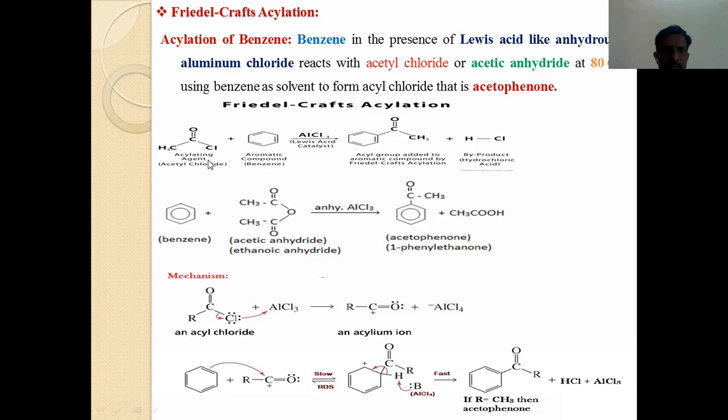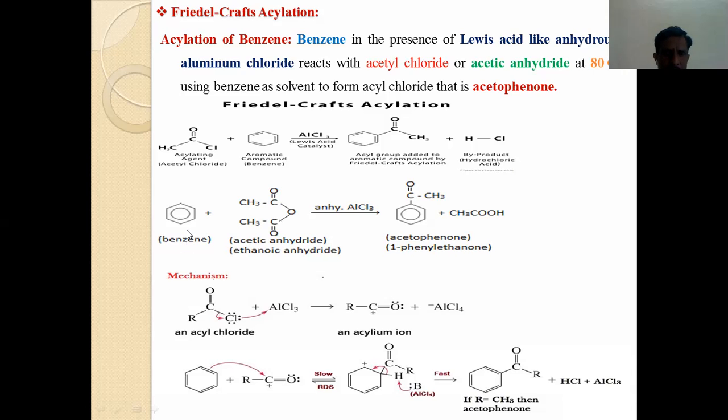I have shown in the reaction that this is the acetylating agent, acetyl chloride, reacted with the benzene molecule, which is an aromatic compound. With the Lewis acid catalyst, aluminum chloride, the acyl group is added here. What is meant by acyl group? The COCH3 group is known as the acyl group, and its addition to the aromatic compound is known as the Friedel-Crafts acylation reaction. The byproduct is hydrochloric acid.